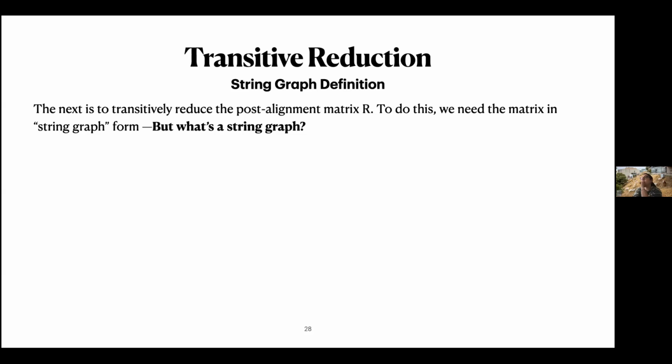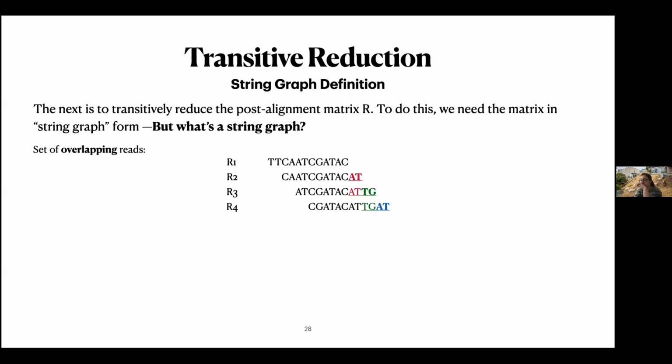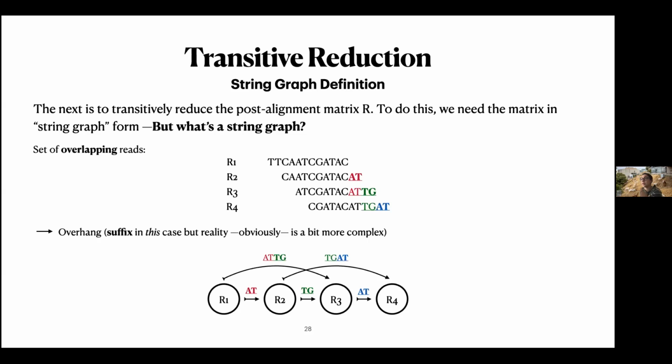But one thing we have to do is move from an overlap matrix, which is what we have right now, to a string matrix. So in a string graph or string matrix, the edge between the two reads is no more the overlap length like it is in the post-alignment matrix, but it's the suffix. If we have an overlap between R1 and R2, our edge between R1 and R2 is AT in this case, and so on and so forth.